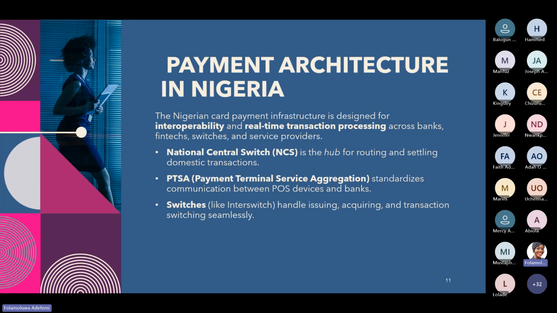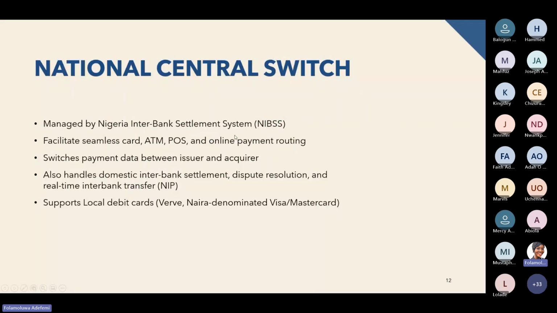And we also have switches like Interswitch that handle issuing, sometimes acquiring, and transaction switching seamlessly. So transaction switching really is all about orchestrating transactions, right? Depending on what banks or card networks are responsible for, or the parties in that transaction, the switches are responsible for transmitting said transactions to the different financial institutions that are concerned in that transaction.